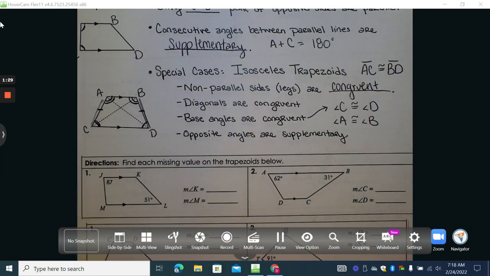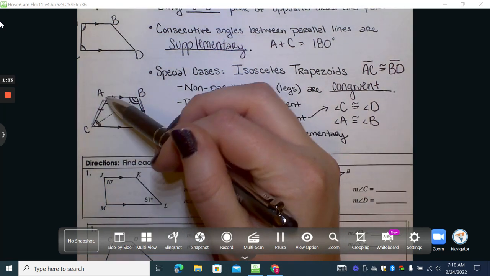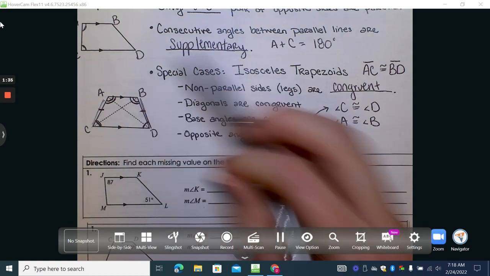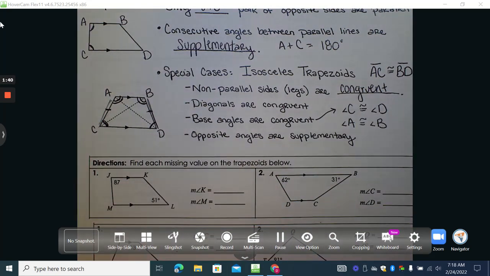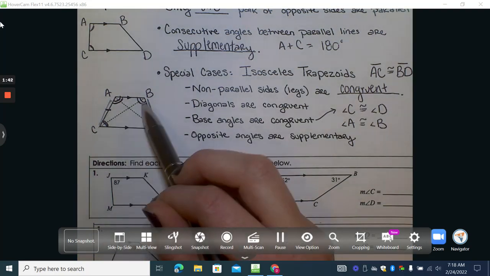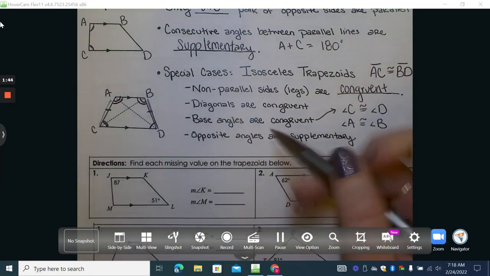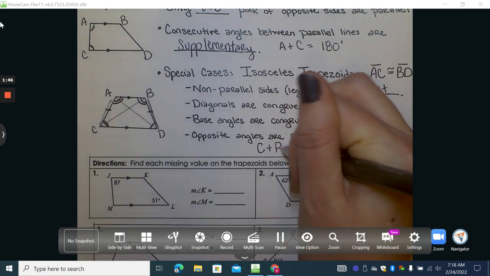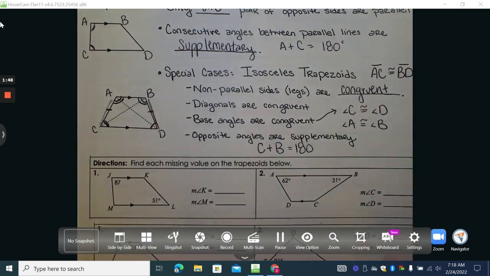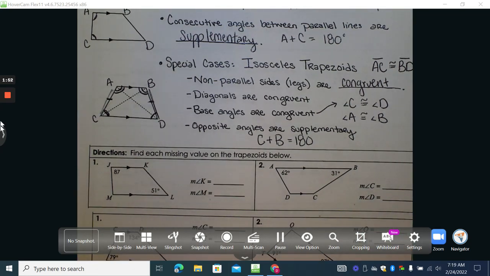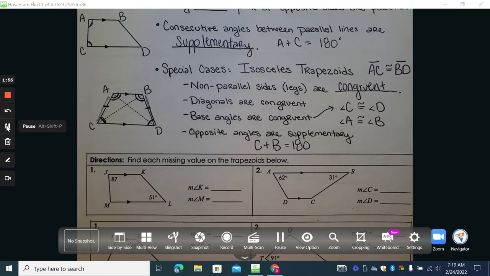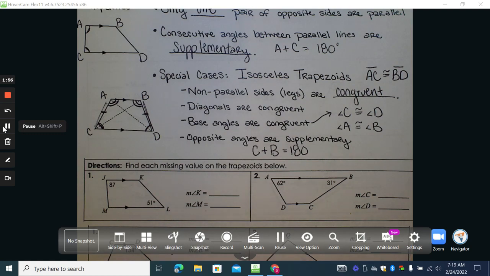And the opposite angles are supplementary. I know that A and C are supplementary from my first spot up here. A and C are always going to be supplementary because they're consecutive, but also these opposite sides, C plus B is 180. And so we're going to end up doing a couple questions down here to work out some supplementary and congruent angles in that next slide.